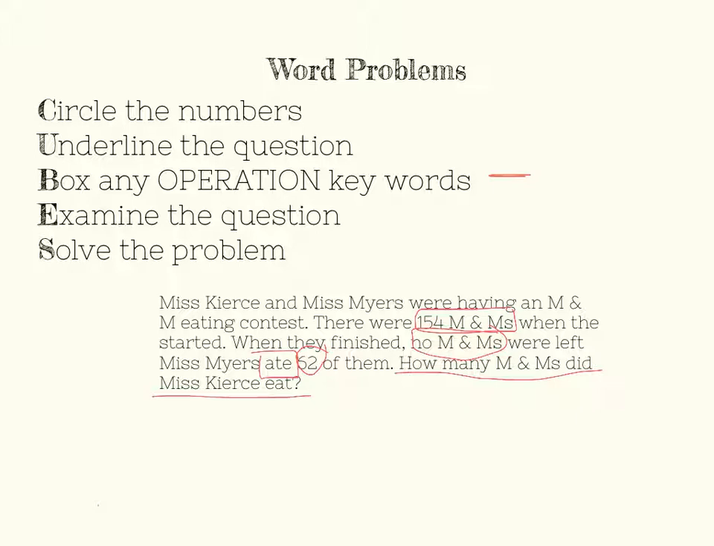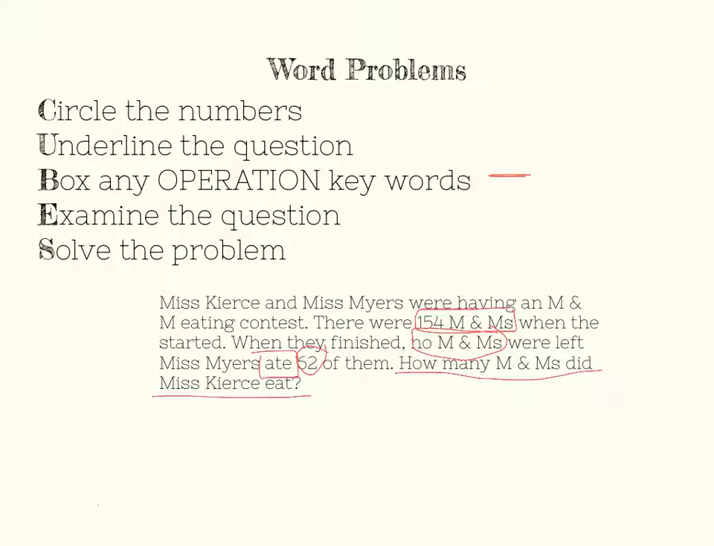All right, examine the question. How many M&Ms did Miss Kearse eat? So I'm going to think about what label my answer is going to have. I'm going to label my answer with M&Ms because that's what we're talking about. I have the numbers I need to help me solve the problem, and I'm trying to figure out how many M&Ms were left over for Miss Kearse. I know I'm going to use subtraction, so now it's time to solve the problem.